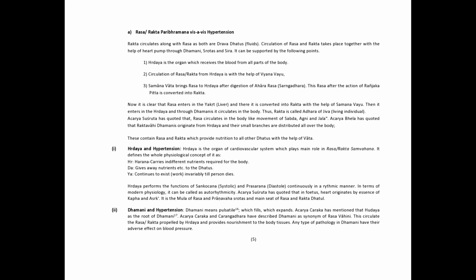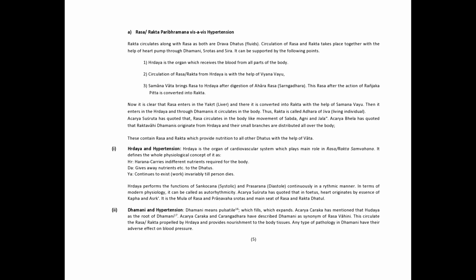Acharya Susruta has quoted that rasa circulates in the body like the movement of Sabda, Agni and Jala. Acharya Bhela has quoted that Raktavahi dhamanis originate from Hridaya and their small branches are distributed all over the body. These contain rasa and rakta which provide nutrition to all other dhatus with the help of vata.